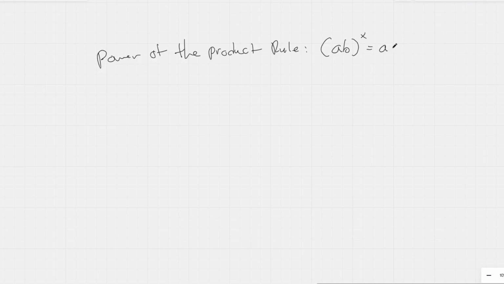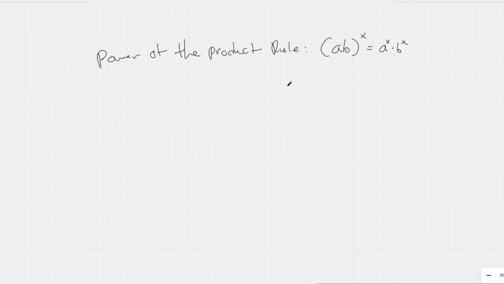What we're looking at now is the power of a product rule. So let's say I had something like this, right? Let's say I had a times b, to the power of x. So a times b to the power of x would basically be equal to a to the power of x times b to the power of x. B to the power of x, my bad. All right, so that's what this would be.